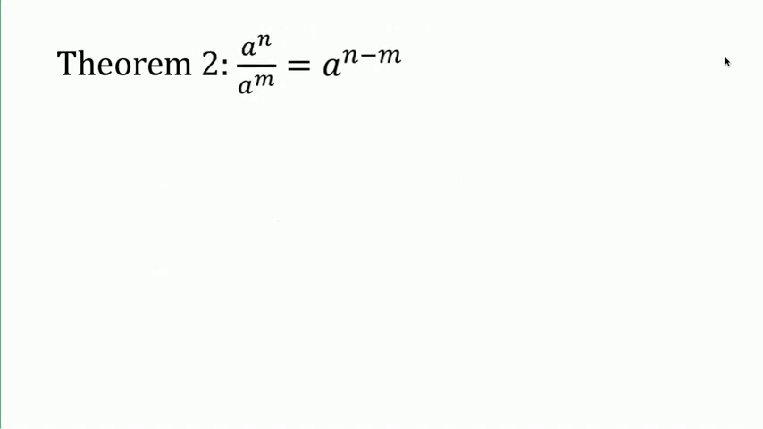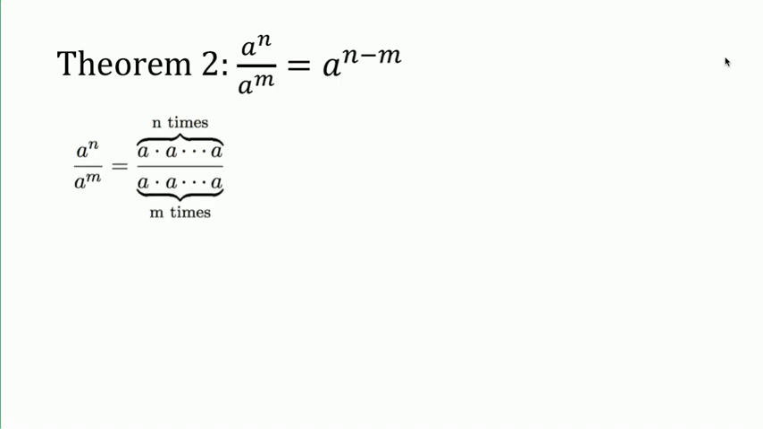Now theorem 2 states that a to the n divided by a to the m equals a to the n minus m power. We can write this as a times itself, n times, divided by a times itself, m times. Now there are 3 cases of n and m to be considered.